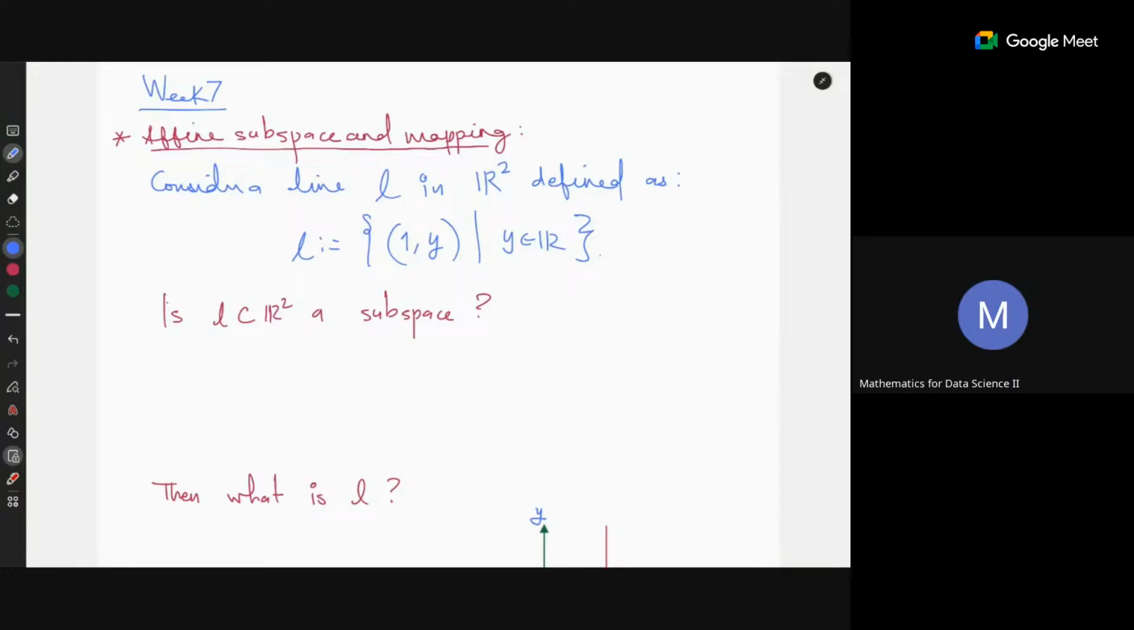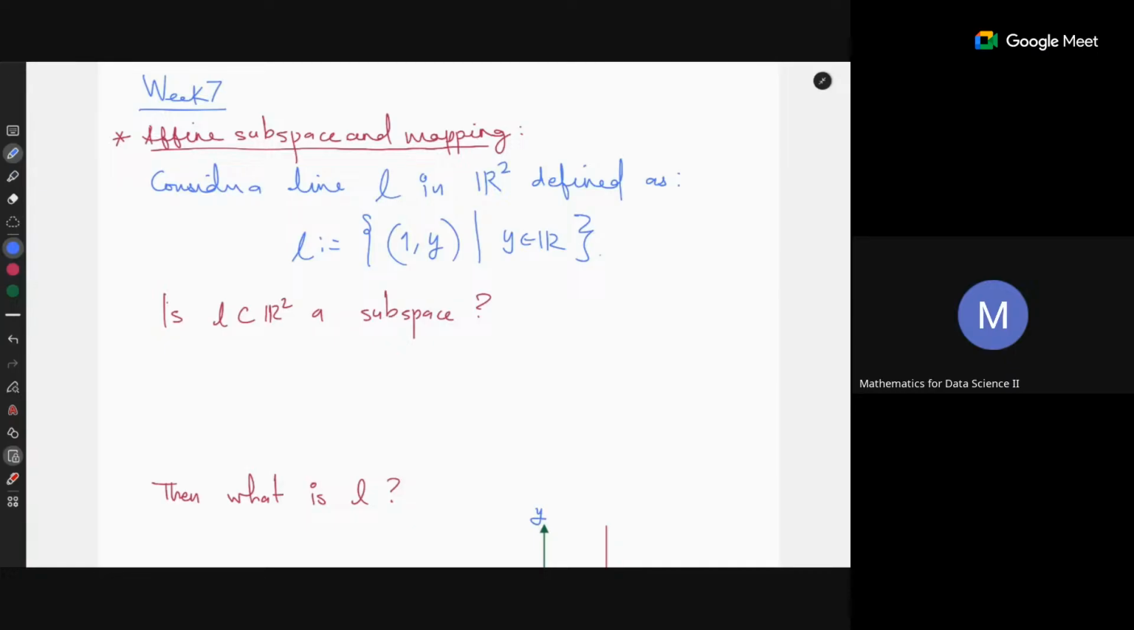So in the last session, we discussed similarity and equivalence of two matrices. Today's topic is slightly different from what we did in the last session. In today's topic, we are going to study two new concepts. First concept is the affine subspaces and affine mapping, and the second concept is the inner product. Let me start with an example of a subset in R2.